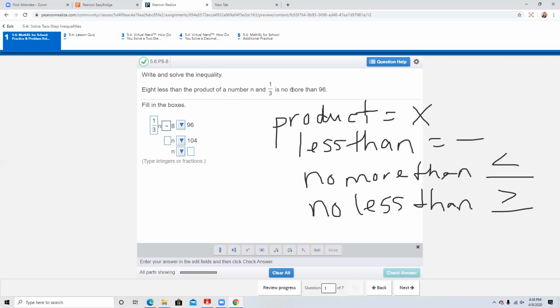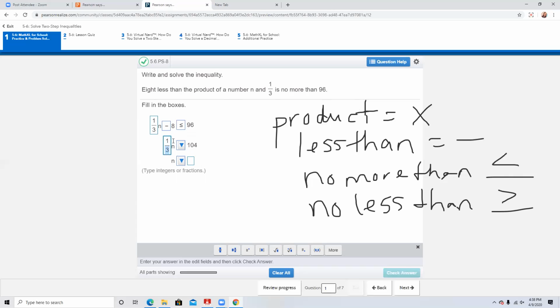Okay, so now it says no more than 96. So no more than is this sign right here. So we're going to place this sign there. Okay, so now we have the first row. So going down, just like we do regular equations, you're going to keep your 1/3 in there because you haven't moved it. Okay, so now your next step was to do what?